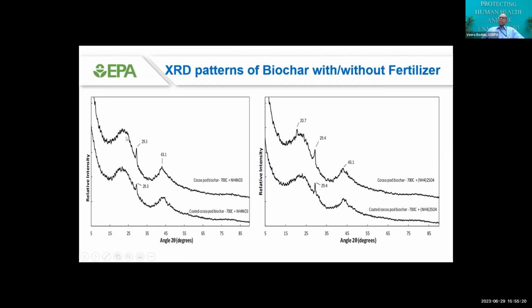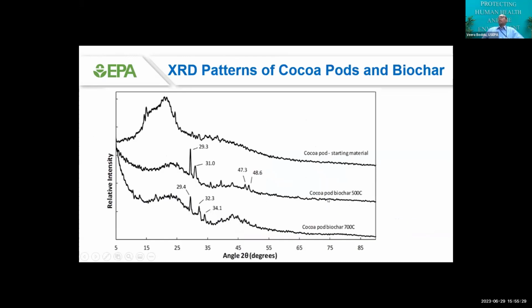And looking at the crystallinity, you can see the cocoa pod biochar at 700 degrees, the starting material, and cocoa pod biochar at 500 degrees. So there is some crystallinity, and also there is amorphous nature in these particularly. You can see an amorphous phase from 15 to 20 2 theta, and also from around 40 to 47 2 theta. And you can see there are some crystalline peaks, at 29.3 or 29.4. These are very typical of activated carbons.